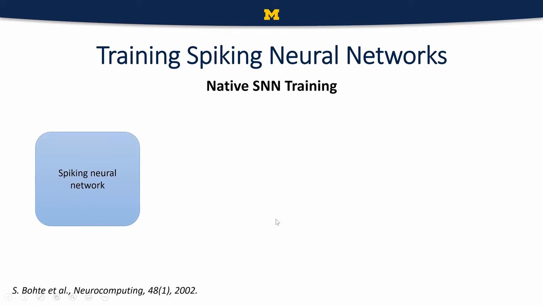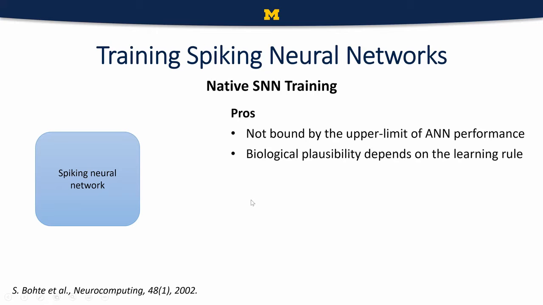The alternative approach is natively training spiking neural nets, which is, of course, what the focus of this tutorial is going to be. Some of the advantages are that we're no longer bound by the upper limit of artificial neural network performance. I've listed this as a pro, not so much because it's a pro, but rather because, by definition, it beats shadow training, right?